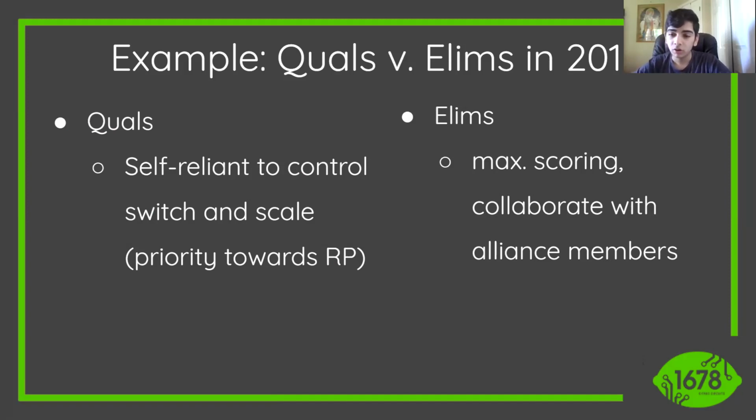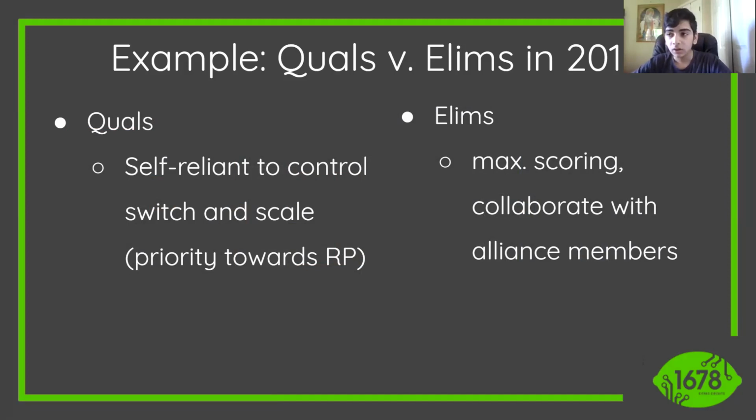In elims, however, it's important to recognize that you get to choose, or at least know, who your alliance partners are going to be. That means you know their skill sets. That means you know what they can contribute and what they can't, right? And that means you also know exactly how you can collaborate with them throughout playoffs, right?